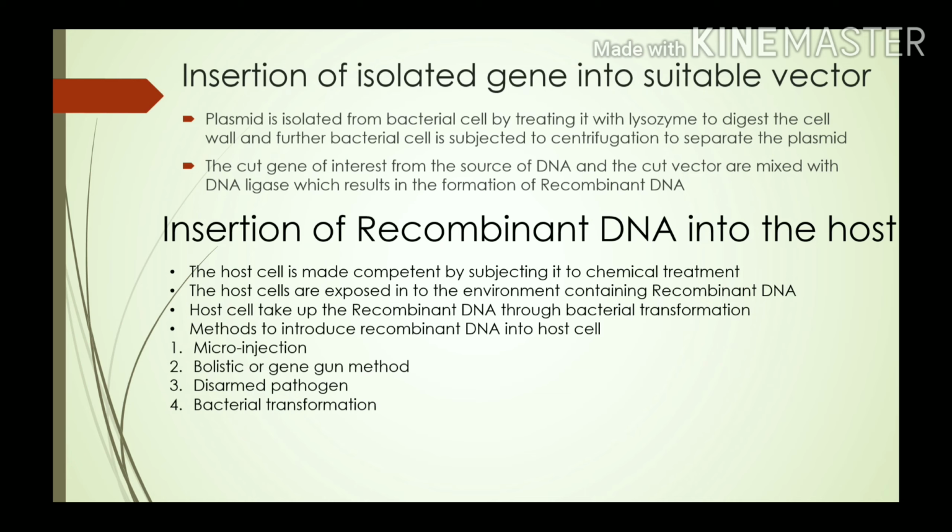Then the cut gene of interest from the source DNA, the target DNA, and the cut vector are mixed with the DNA ligase, which results in the formation of recombinant DNA. When DNA ligase is added to the mixture containing vector DNA and the target DNA, it forms a phosphodiester bond between those two and results in the formation of recombinant DNA.